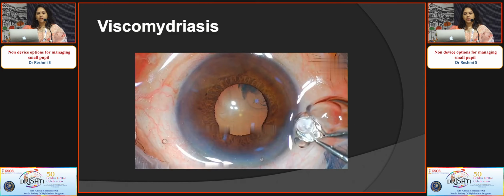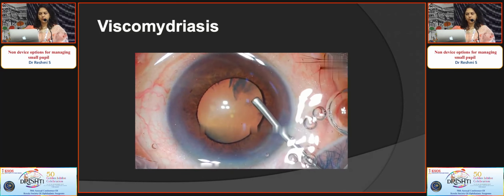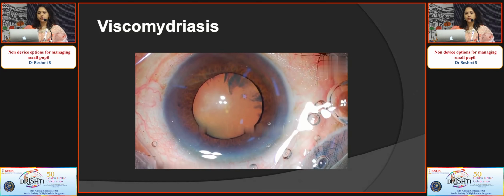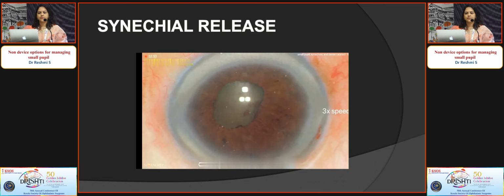Coming to the non-pharmacological methods, first one is the viscomydriasis. It was described by Dr. Robert Osher. Here OVD is injected at the pupillary margin and the iris is pushed towards the angle of the eye. The only problem is that the effect is short-lived and the OVD has to be replenished in between. Healon 5 or Healon GV is used for the purpose. Always use a topical anesthesia and mydriatic first, followed by viscomydriasis for better results.